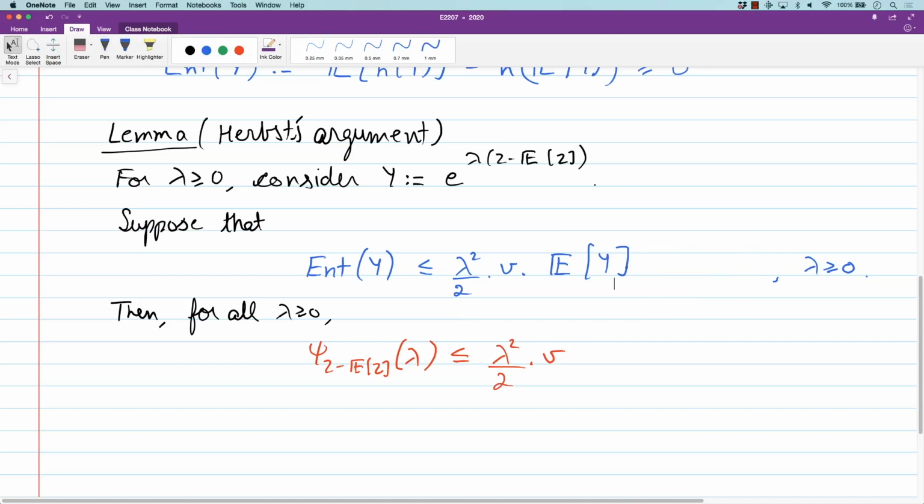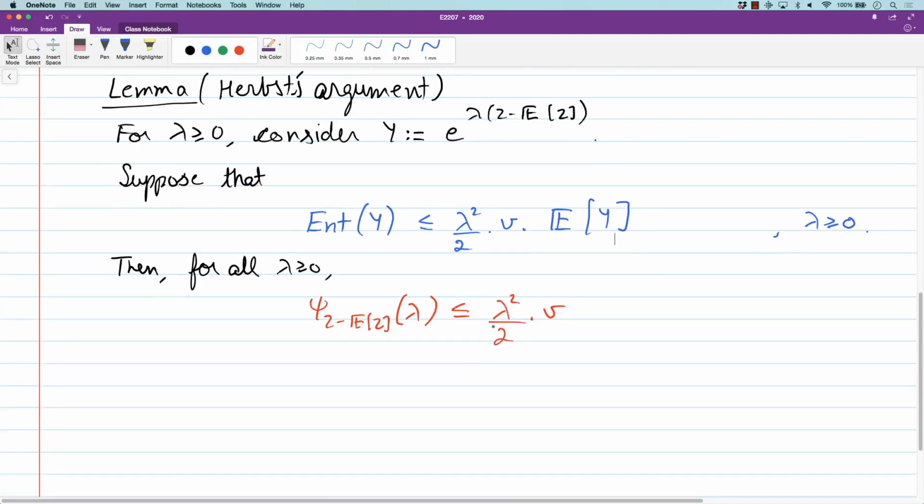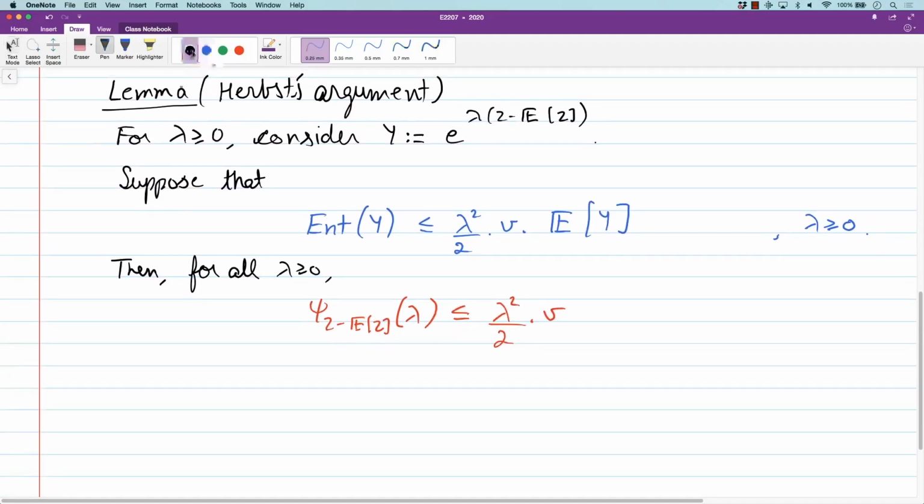So how do we show this? The proof is, again, we have to show a functional inequality, that this one implies this one. That's all. So we make the following observation. Let's look at this function g lambda.